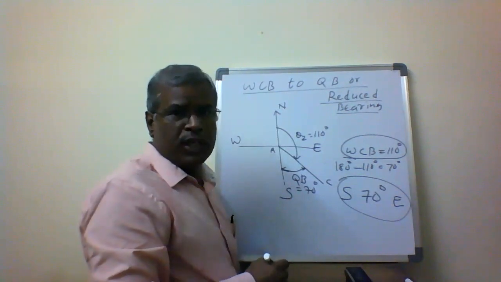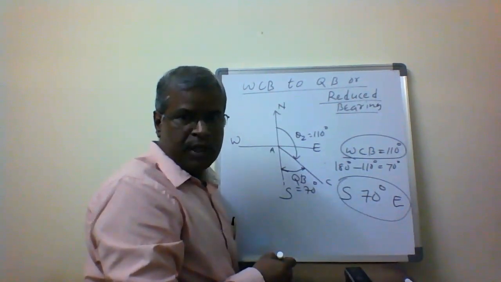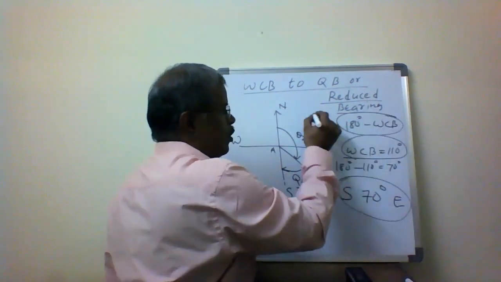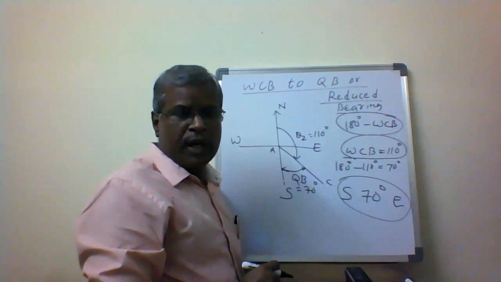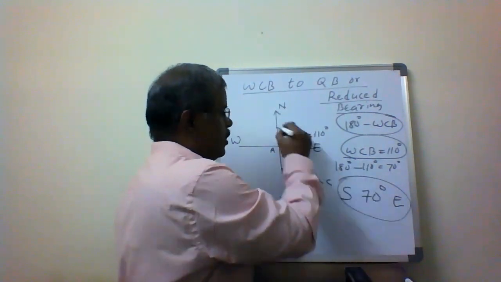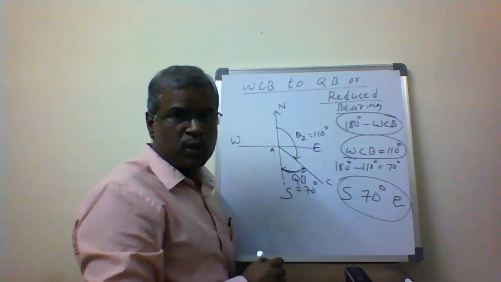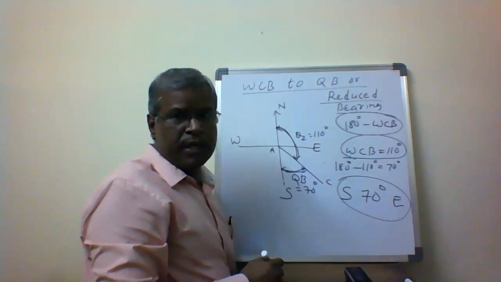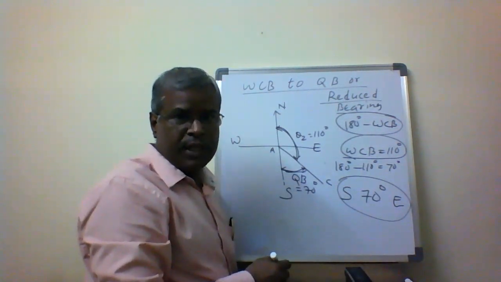If your whole circle bearing is in the second quadrant, for example 110 degrees, how can I get the reduced bearing? I am using the formula 180 degrees minus WCB. This is the formula I use in the second quadrant, if I want the reduced bearing in the southeast. I get this because the quadrantal bearing is measured from the south east, but my whole circle bearing is measured from the north direction. So the conversion is 180 minus 110, which is 70 degrees. Now south 70 degrees east is my reduced bearing.